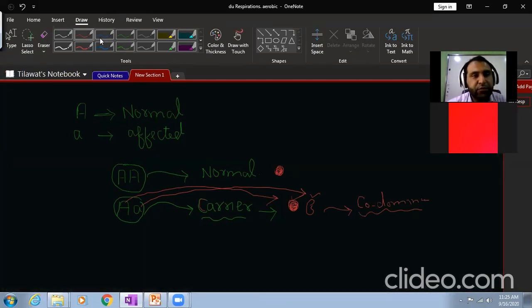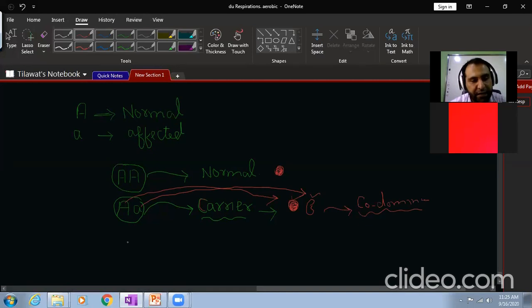Now, let's suppose I have another person who has both genes recessive, both defective genes. In that case, what will happen? That person will be affected. Am I clear? So I can represent his red blood cells as all crescent shaped, and he is the affected person. He will face problems.